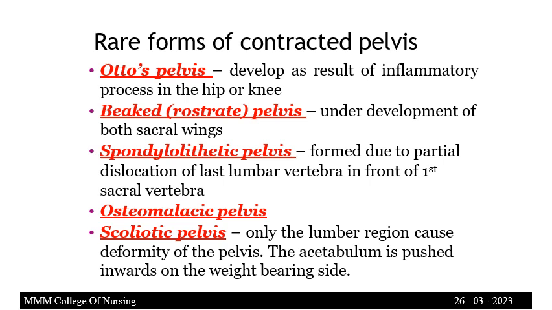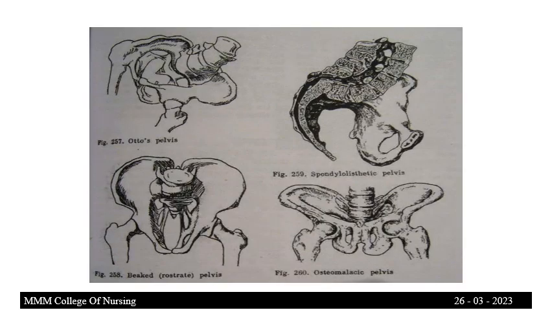Rare forms of contracted pelvis: otose pelvis develops as a result of inflammatory process in the hip or knee. Beaked or rostrate pelvis, underdevelopment of both sacral wings. Spondylolisthetic pelvis, formed due to partial dislocation of the last lumbar vertebra in front of the first sacral vertebra. Osteomalacic pelvis. Scoliotic pelvis, only the lumbar region causes the deformity of the pelvis and the acetabulum is pushed inwards on the weight bearing side. So this is a picture of otose pelvis, spondylolisthetic pelvis, beaked pelvis, osteomalacic pelvis.